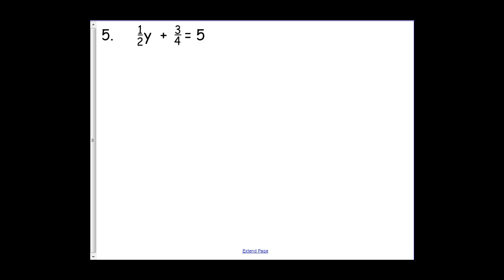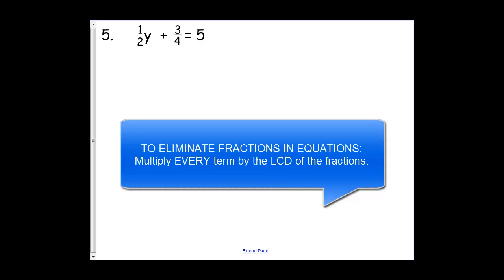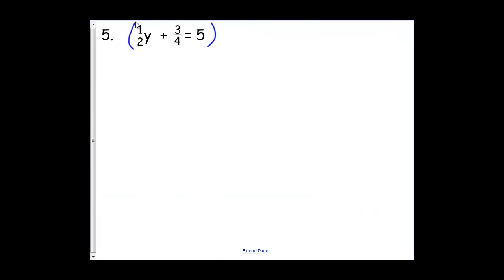Similarly, if you see this situation where you have fractions, and I know you guys don't like fractions, to get rid of fractions, we don't want to multiply by powers of 10. That works for decimals. In this case, I want to multiply by the least common denominator of all the fractions. So if I have 1/2 and I have 3/4, I need to think to myself, well, what's the least common denominator? In this case, the least common denominator between 2 and 4 is the least common multiple between 2 and 4, which is 4. That means I'm taking 1/2 y times 4 plus 3/4 times 4, which equals 5 times 4.